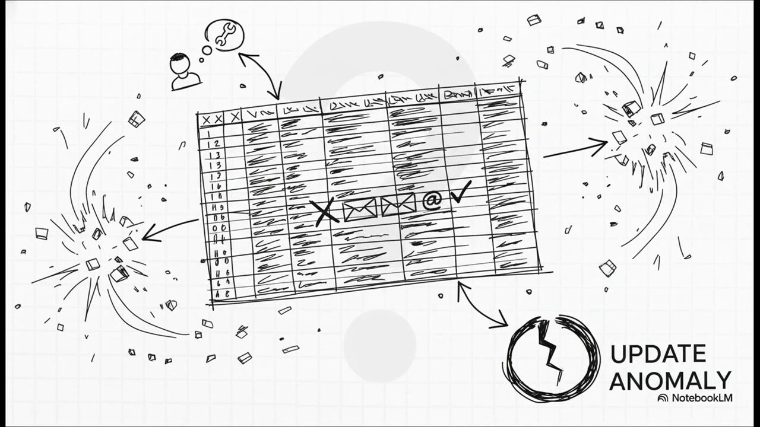And here's the first explosion. Let's say a user updates their email. With our setup, we can't just change it in one spot. Oh no. We have to hunt down every single row in this giant table where that user appears and update each and every one. And if we miss just one, our database now has conflicting information. That, my friends, is an update anomaly.